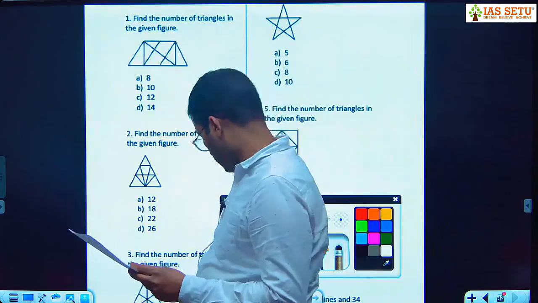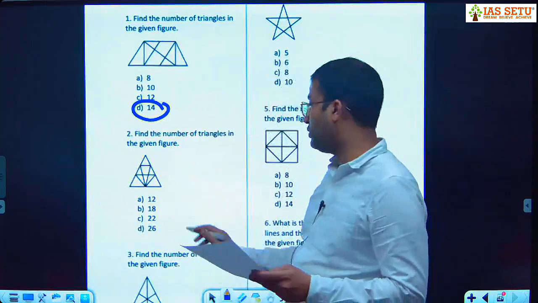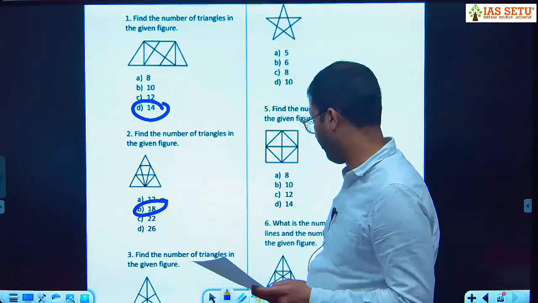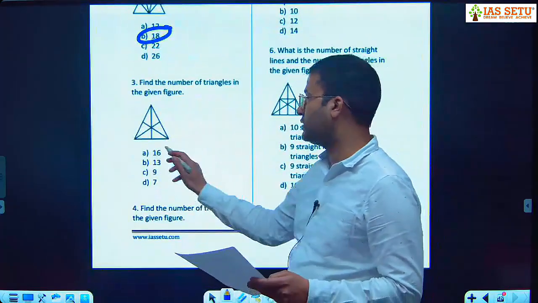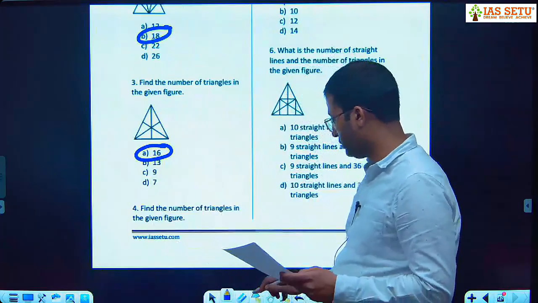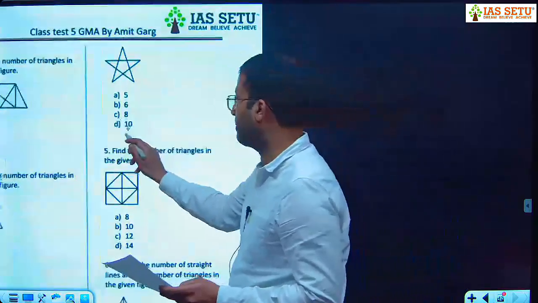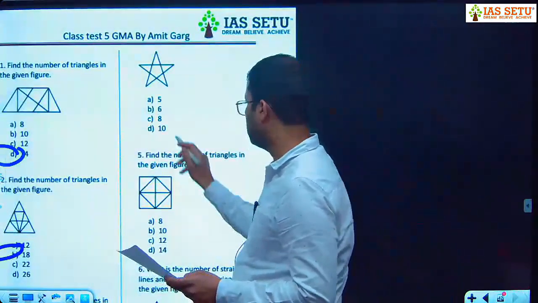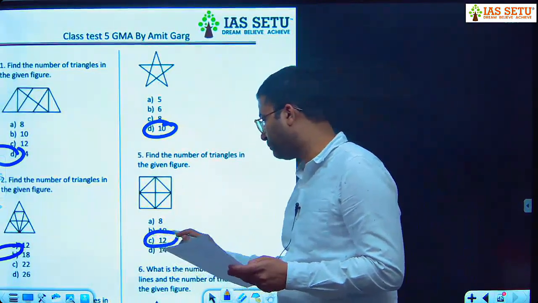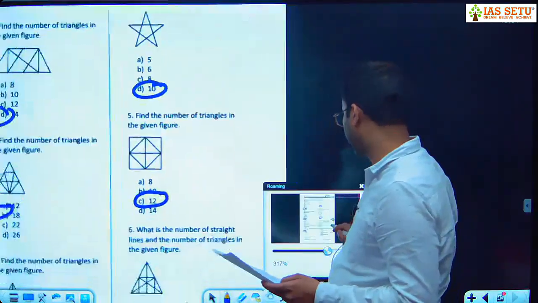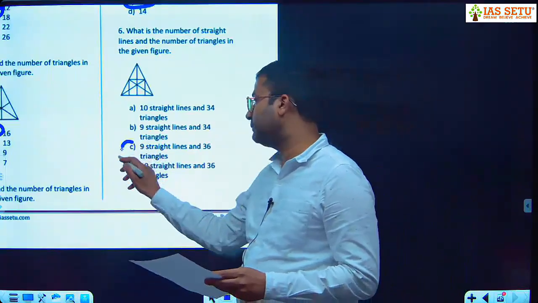Question number 1, answer is D, 14. Question number 2, answer B, 18. Question number 3, we already discussed in the class, A, 16. Question number 4, answer D, 10. Question number 5, answer C, 12. Question number 6, answer C.